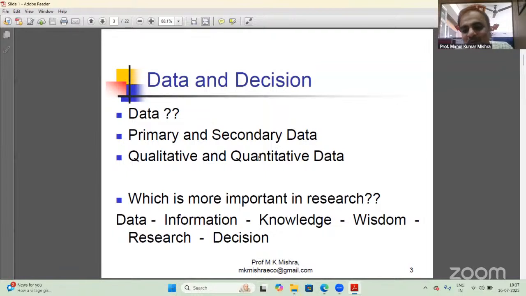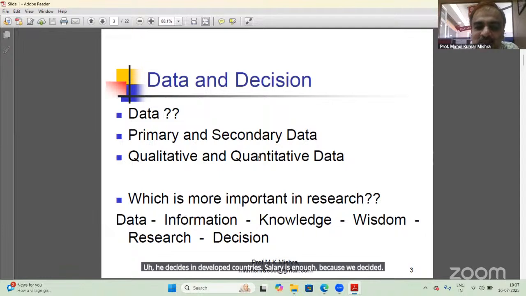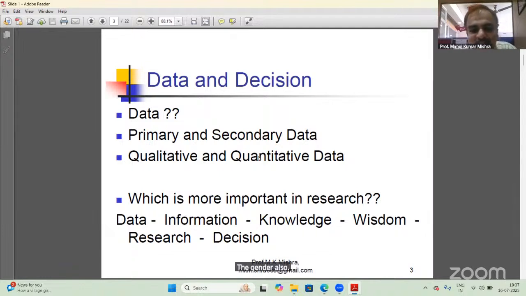Salary is high because he resides in a developed country. Salary is low because he resides in an underdeveloped country. Gender also. So salary level is determined by gender also. So when there is a mix of both, it is called ANCOVA. When the independent variables, meaning the determinants, are only qualitative, it is called ANOVA.